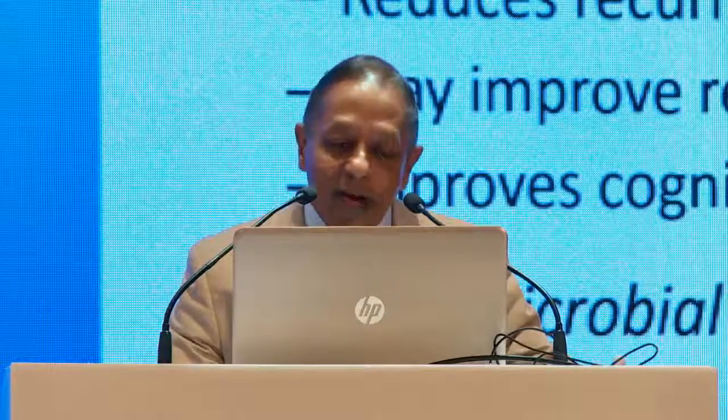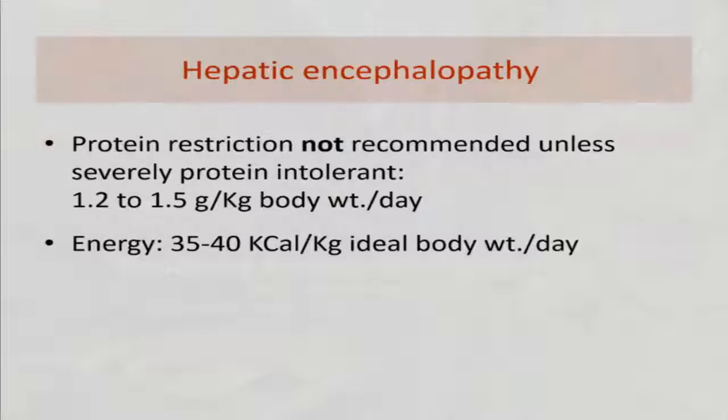Things like fecal microbial transplants are experimentally being tried in patients who have refractory encephalopathy, but they haven't got into routine practice yet. So one of the don'ts that I want to emphasize here is that protein restriction is not recommended in hepatic encephalopathy unless a patient is very severely protein intolerant. So 1.2 to 1.5 grams of protein per kilogram body weight should be given, and we should also look after the energy requirement.